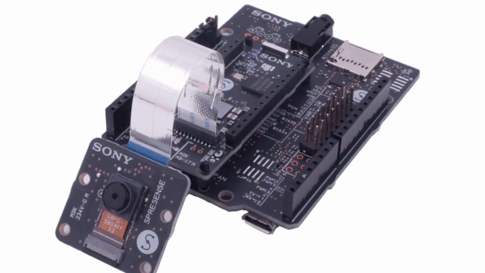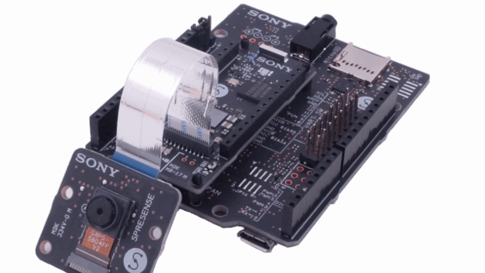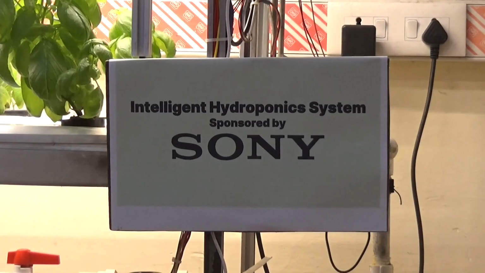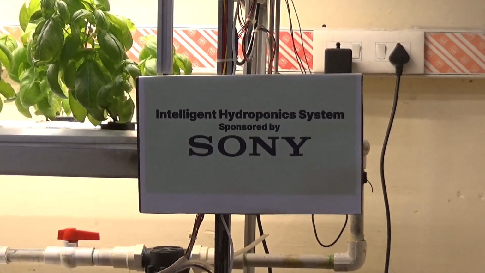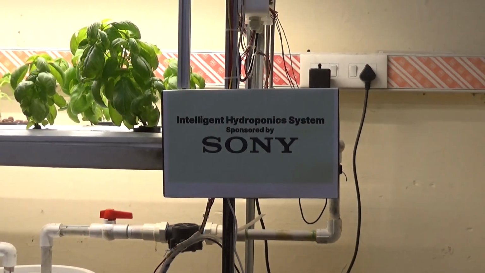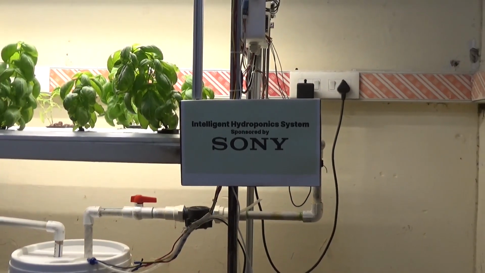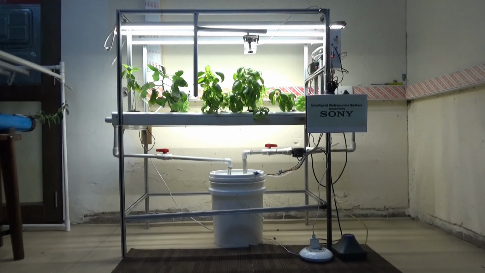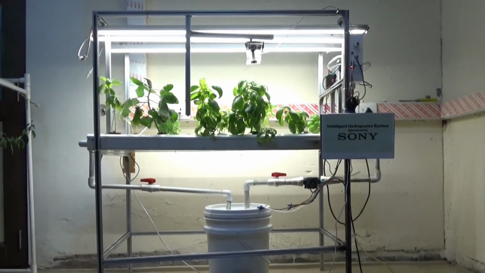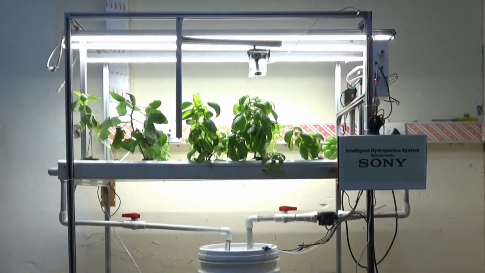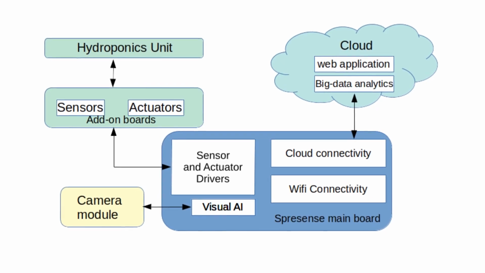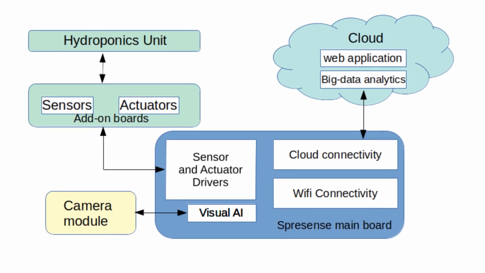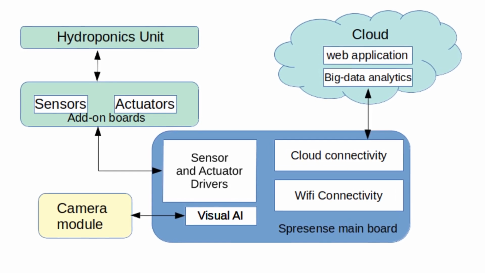In this project, we use Spresense, the edge computing device from Sony Semiconductor Solutions, to develop a fully automated and intelligent hydroponic system that allows remote monitoring and control of the system and uses machine learning techniques to monitor plant health. Spresense is perfectly suited for developing an intelligent hydroponic system, given its ability to acquire sensor data, perform onboard visual AI, execute deep learning algorithms based on sensor data, and report data on the cloud.